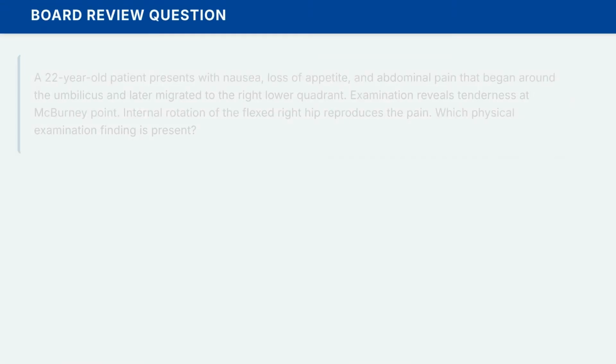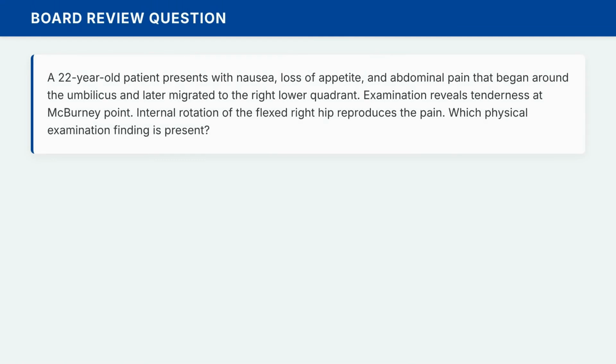Excellent. A 22-year-old patient presents with nausea, loss of appetite, and abdominal pain that began around the umbilicus and later migrated to the right lower quadrant. Examination reveals tenderness at McBurney point. Internal rotation of the flexed right hip reproduces the pain. Which physical examination finding is present? A. Murphy sign. B. Rovsing sign. C. Obturator sign. D. Psoas sign. Pause the video and choose your answer.